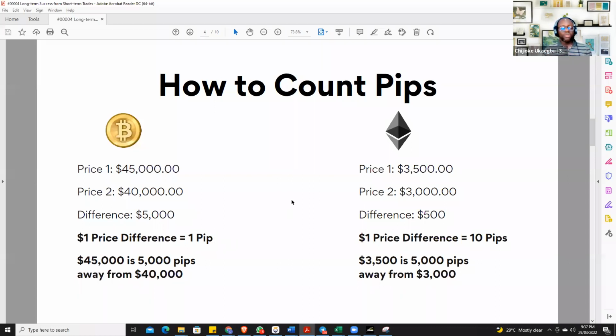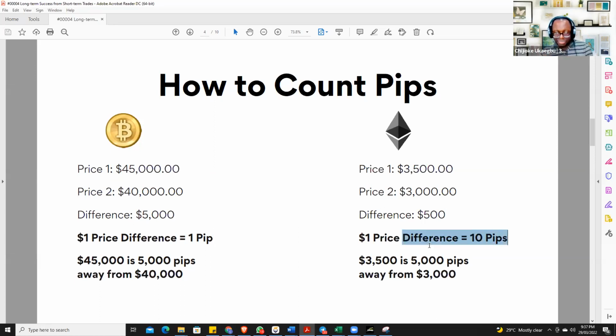All right, now let's come to Ethereum, because Ethereum is a bit different from the way you calculate pips here. Here you also have an initial price, price 1, and you have the second price, price 2. The difference between these two prices is 3,005 minus 3,000, so that's 5. For Ethereum, $1 price difference is equal to 10 pips.